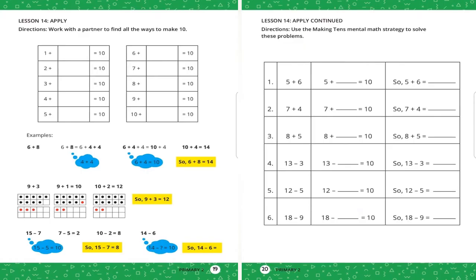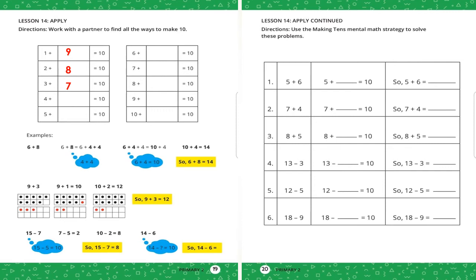Lesson 14, work with a partner to find all ways to make 10. We said before that we have to memorize all numbers that make 10, as it will help me to solve addition and subtraction problems. Look here, the first one. 1 needs what to be Mr. 10 or superhero? 1 needs 9. So 1 plus 9 equals 10. 2 plus 8 equals 10. 3 plus 7 equals 10.